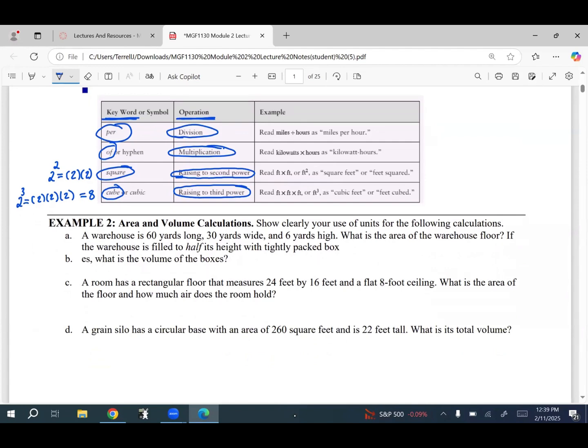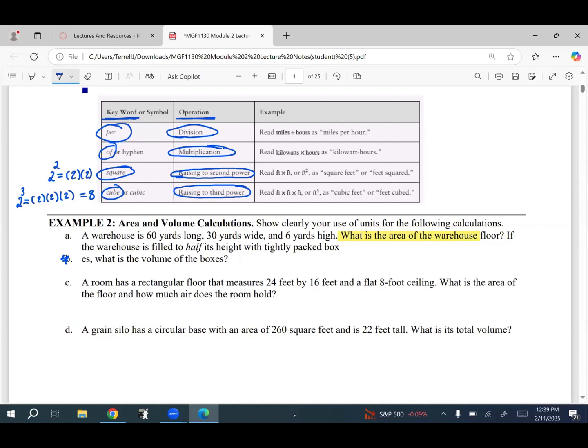So let's look at A. A warehouse is 60 yards long, 30 yards wide, and 6 yards high. What is the area of the warehouse floor? And then it says if the warehouse is filled to half its height with tightly packed boxes, I meant to put boxes, what is the volume of the boxes? So there's 2 questions being asked. The first one is, what is the area of the warehouse? So let's answer that first.